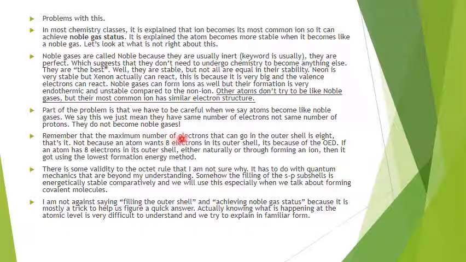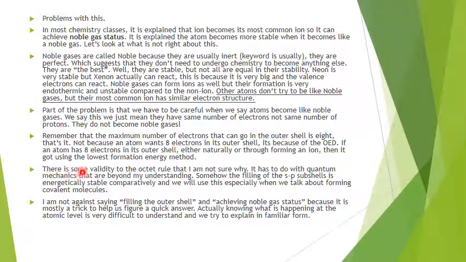Remember that the maximum number of electrons that can go in the outer shell is 8. That's it. Not because an atom wants to have electrons in the outer shell. It's because of the orbital energy diagram. You can't get any more than 8. That's it. When an atom has 8 electrons in the outer shell, it's either because that's just the way it is, or because it's forming an ion, and that ion is the lowest energy formation of an ion.